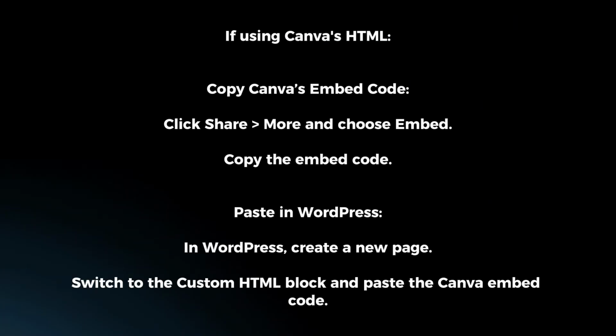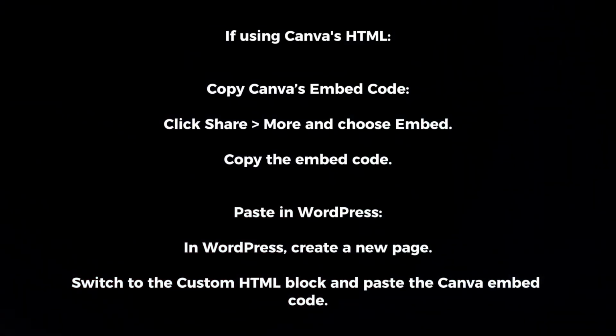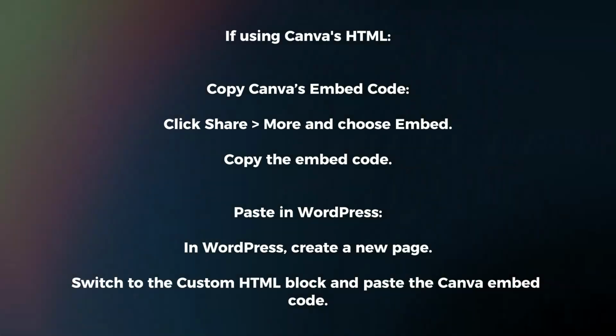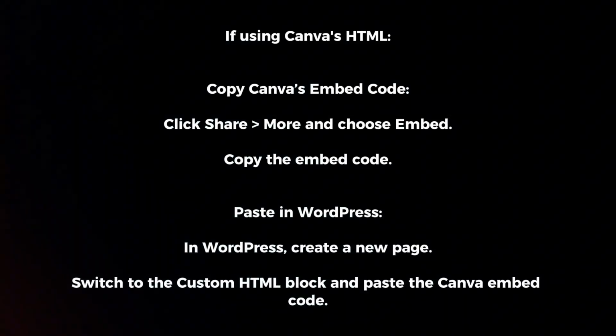If using Canva's HTML, copy Canva's embed code. Click Share, More and choose Embed. Copy the embed code. Paste in WordPress. In WordPress, create a new page. Switch to the custom HTML block and paste the Canva embed code.